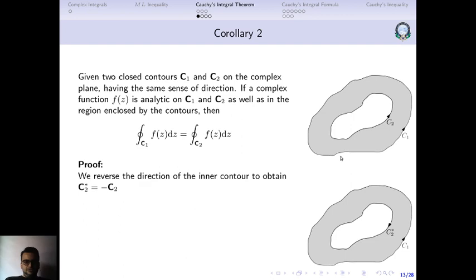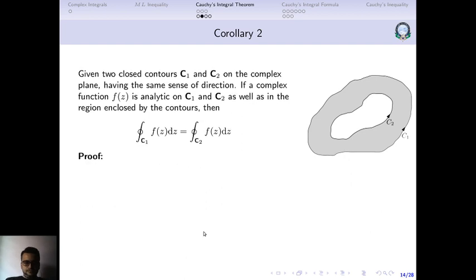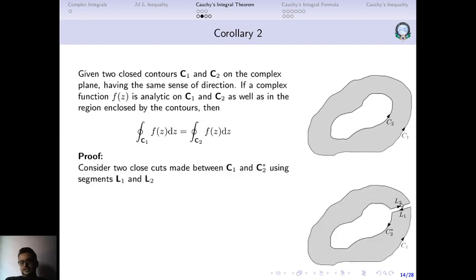We can prove it very easily by reversing the direction of the inner contour. So this C2, we will just reverse it. It was going in the anti-clockwise direction. Now we reverse it to the clockwise direction, and with this clockwise direction we call it C2 star. Again, by the reversibility of path property, we know that the line integral over C2 star must be equal to minus the line integral over C2. Okay, so now we take a small cut.